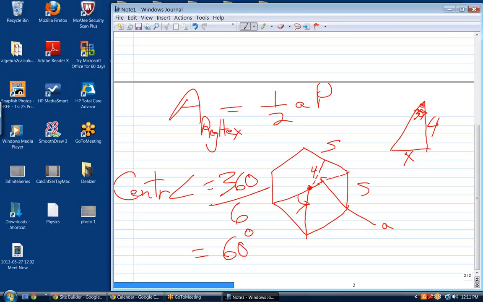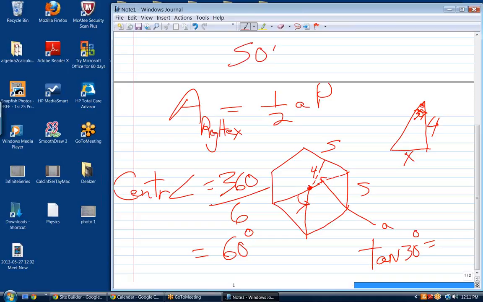You use opposite over adjacent, or no, you use cosine, right? No. What relates those two, the x and the 4? You have to figure out which trig function relates the two things that you know. It's not cosine or sine, because cosine or sine relates to the hypotenuse. So tangent. So tangent of 30 degrees equals what? 4 over x? No. X over 4.